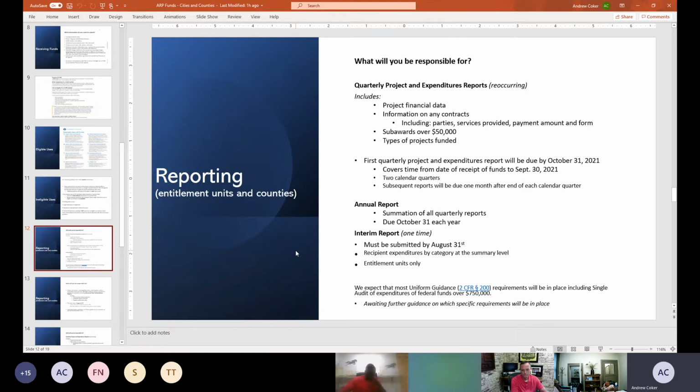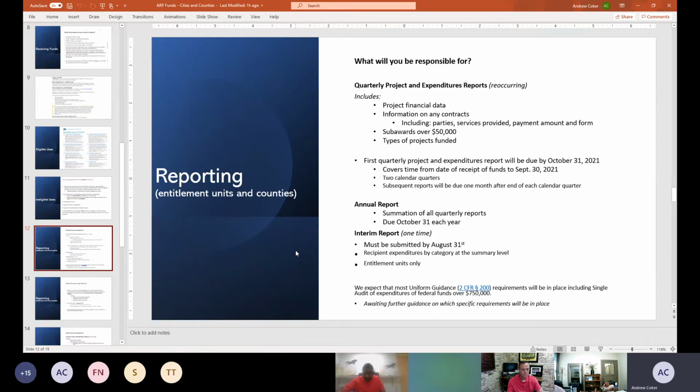So like I said, this is going to be 2 calendar quarters for the first one, and then the subsequent reports will just be the normal calendar quarters. With that, there is an annual report each year that will be submitted that summarizes all of these reports. These will be due every October 31st during the program's life cycle. And for entitlement units, you'll also be required to submit a one-time interim report on August 31st that includes the recipient expenditures by category at the summary level. That's a direct quote from the Treasury guidance there. This is not required of counties. This is only for entitlement units.